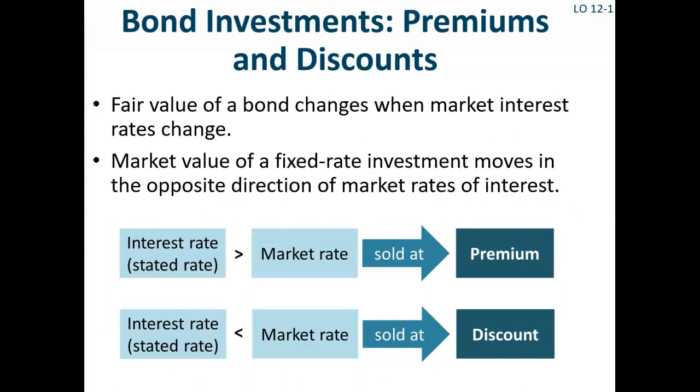To determine the issue price of a bond, it's important to understand how investors compare the bond's stated rate of interest with the market rate of interest. If the interest paid by the bond, the stated rate, is higher than the market rate, investors are willing to purchase the bond for more than its maturity value, so it would be sold at a premium.